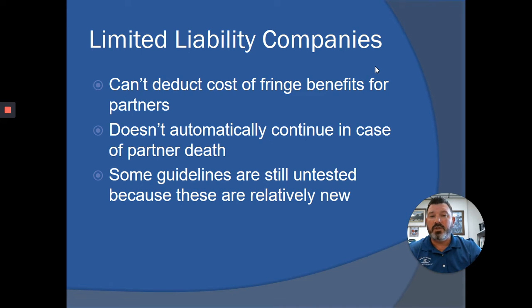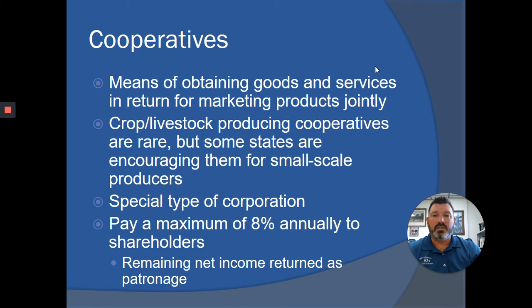The deduction for fringe benefits, though, is not possible here, and it doesn't automatically continue in the case of a partner's death. So again, something that you would want to define in your agreement to form that LLC is what happens in that transitional period. And while these are the newest of these types of agreements, some of the guidelines are still a little bit untested, so I would advise you to seek a little bit of legal advice in order to form this effectively.